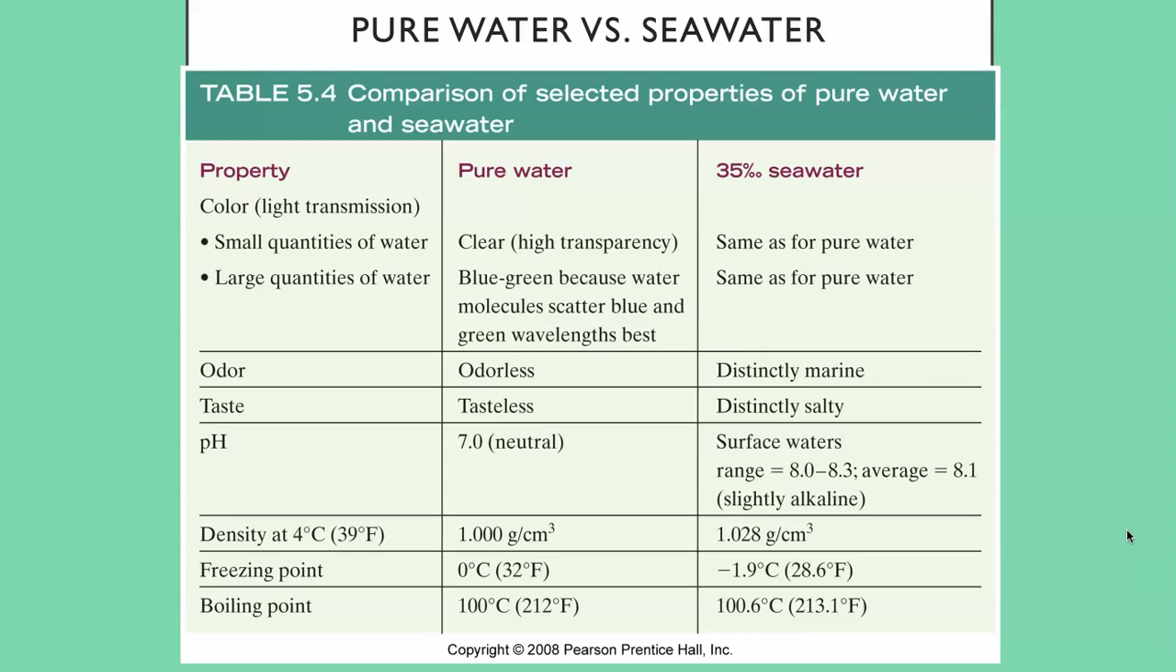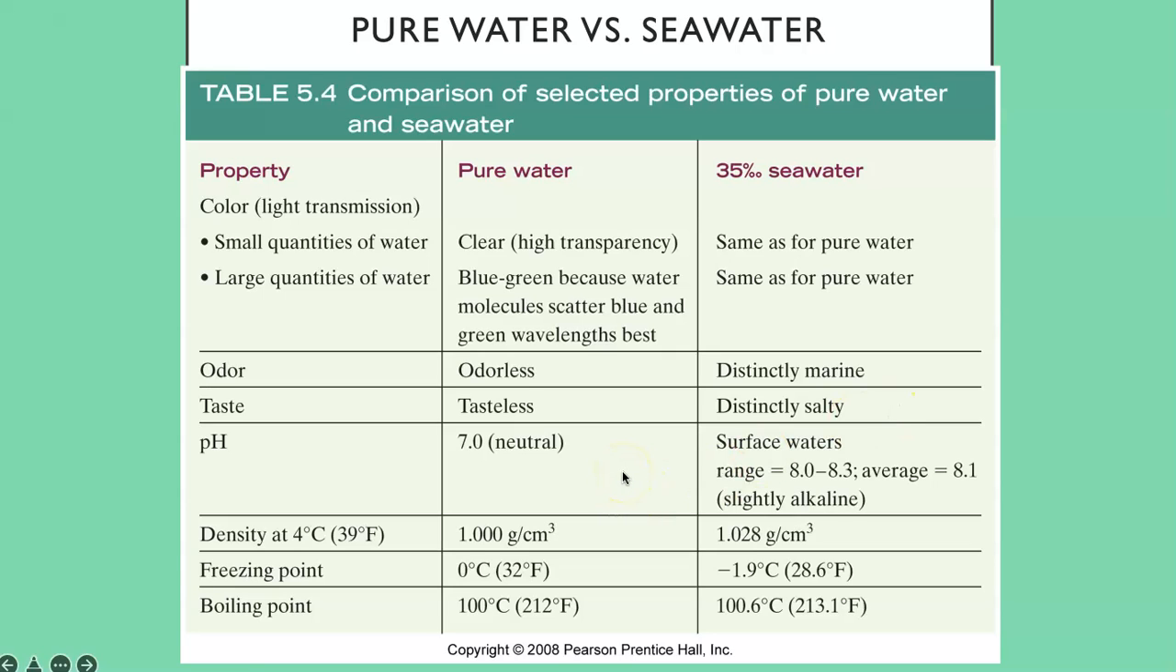Here's a comparison between pure water and seawater. Some of these are kind of interesting. Both of them have a clear color when they're in small amounts and a blue-green color when they're in large amounts. And that's because water molecules tend to scatter blue and green wavelengths more than the oranges and yellows and reds. Fresh water is odorless and tasteless, whereas seawater is distinctly marine and salty.